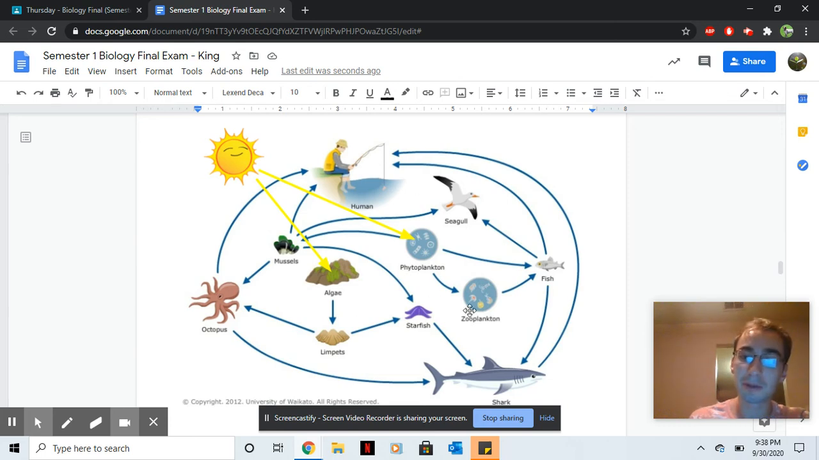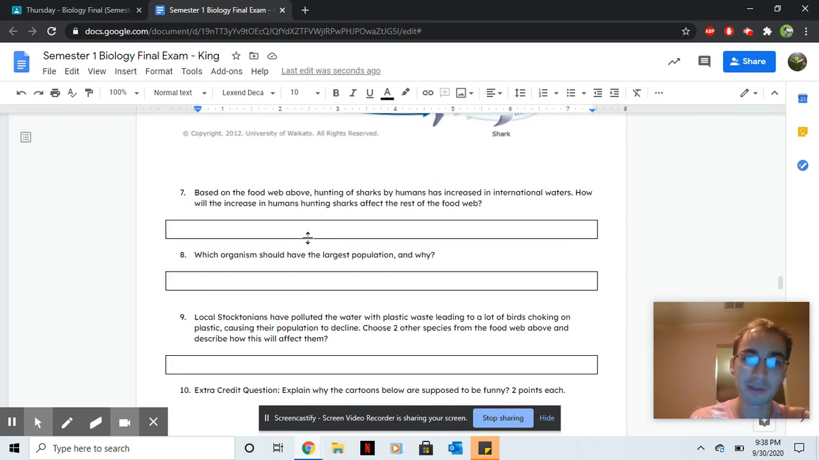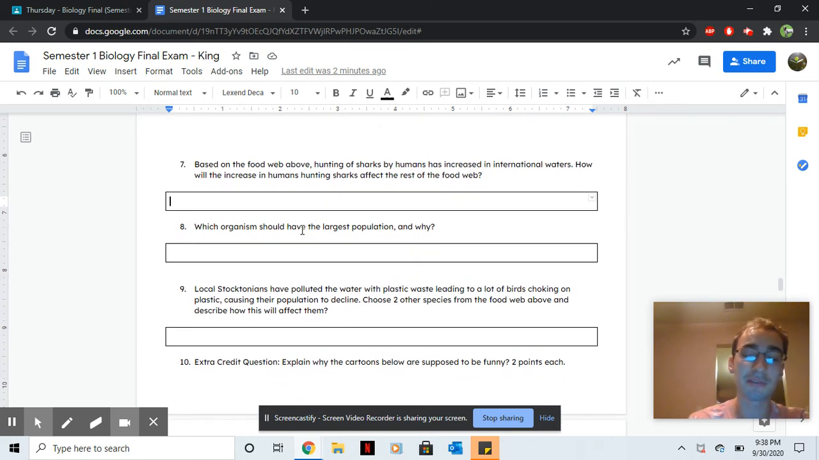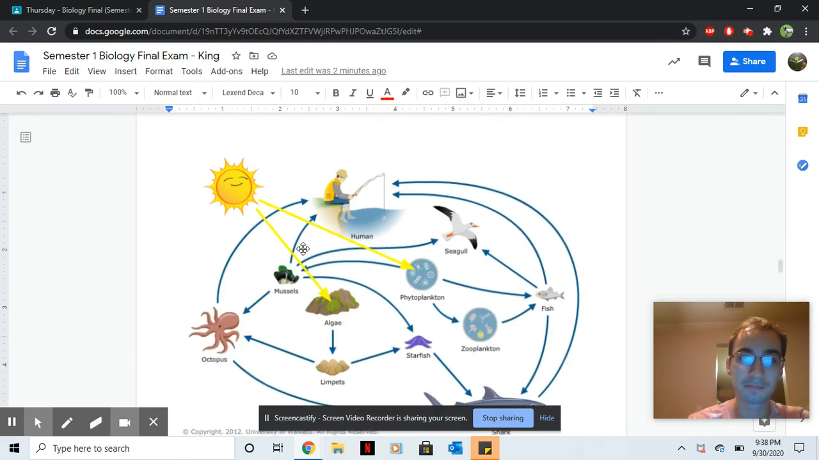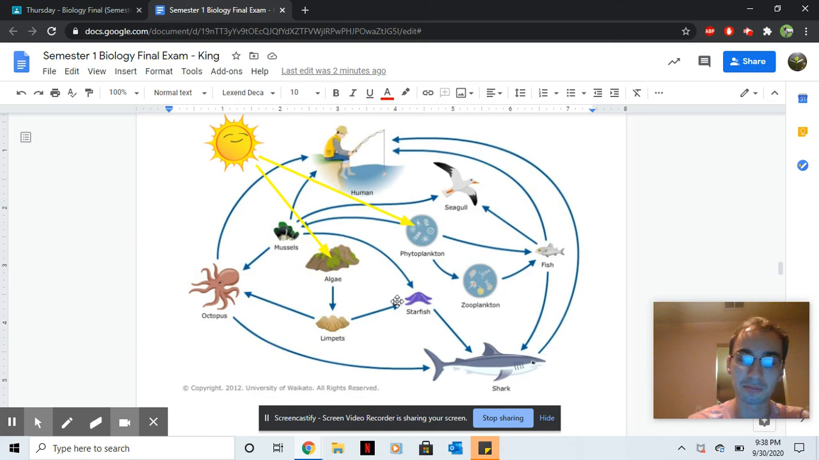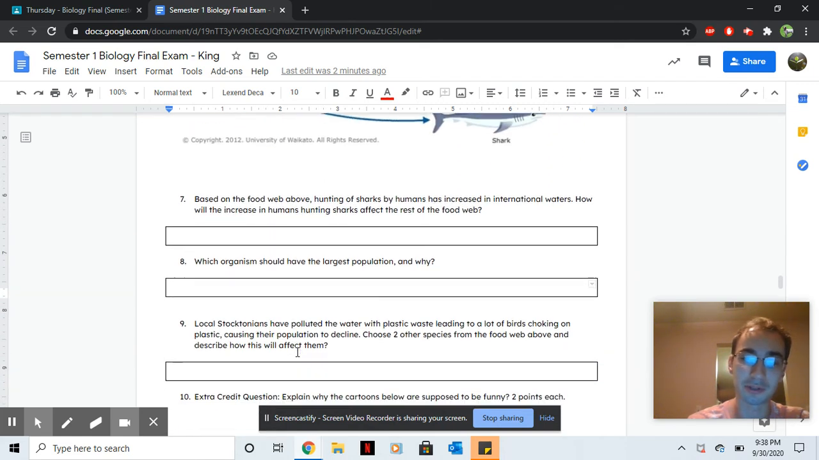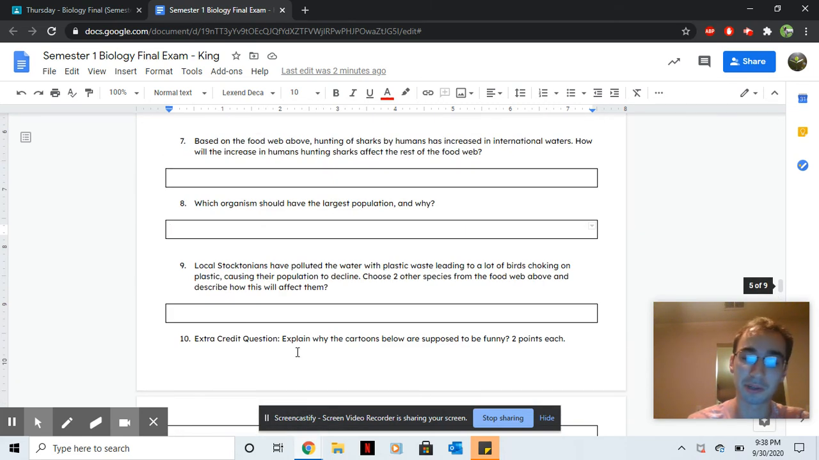Next one, you have a food web here, the ocean. Based on the food web above, hunting of sharks by humans has increased in international waters. How will the increase in humans hunting sharks affect the rest of the food web? Next one, which organism should have the largest population and why? So figure out which of these should have the largest population and why.